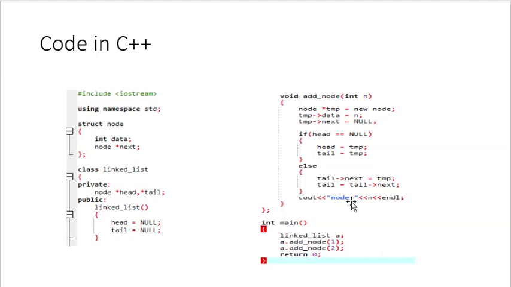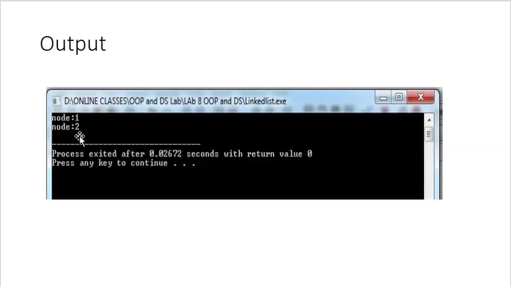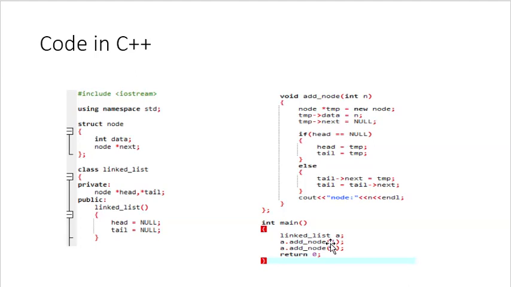and the tail will be assigned the next pointer. Here I have just printed the node, and in main we have declared the object, and with the object we have called the function twice as we have created two nodes. So the output will be like this: node 1 and node 2. Through this you can create any number of nodes, however many nodes you want to create. You just have to call the function accordingly.